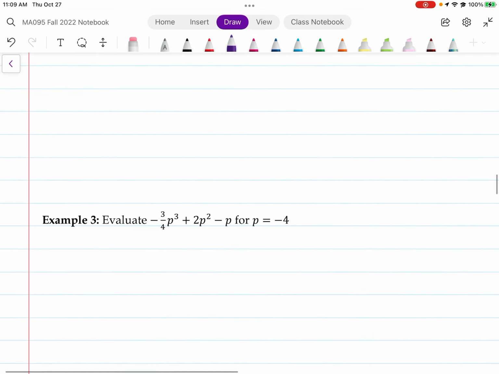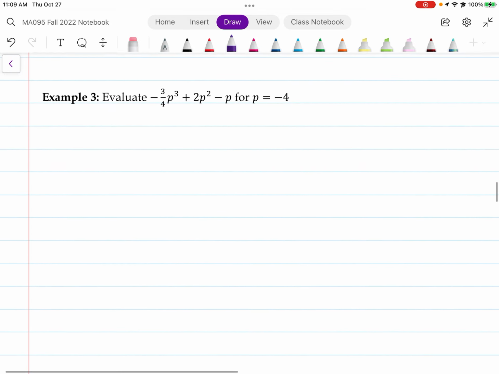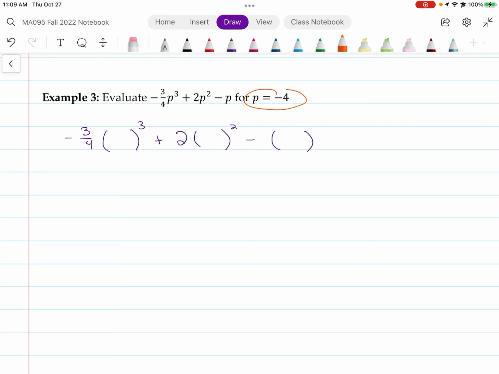All right, so moving on to the next one, try this one, pause the video, and then come back and watch me do it. All right, so I've got negative 3/4 p cubed plus 2p squared minus p. And we're going to plug in p equals negative 4. So I'm going to put negative 4 here, negative 4 here, and negative 4 here. So remember, simplify in the parentheses with the exponents first. So I've got negative 3/4. So do not cancel these out first. That's not what you do first. So make sure you do the parentheses.